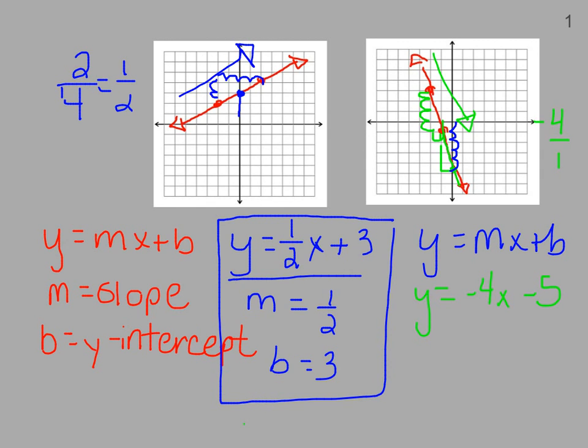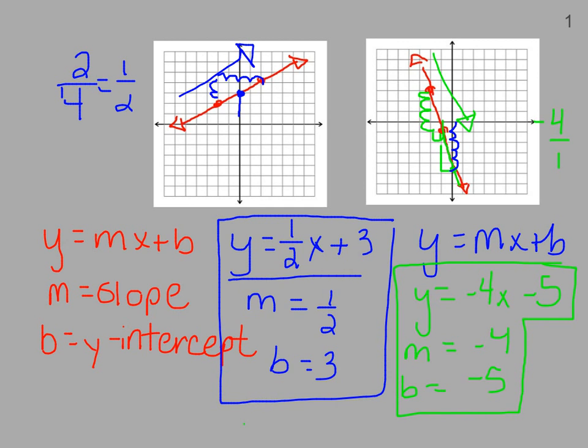Okay? Now your lines are obviously going to be drawn straight, so it'll be easy to tell where it crosses the y-axis. And then I'd write m equals negative 4 and b equals negative 5 for my slope and my y-intercept. And those would be my 3 points right there on that one. So I'm hoping that makes sense.